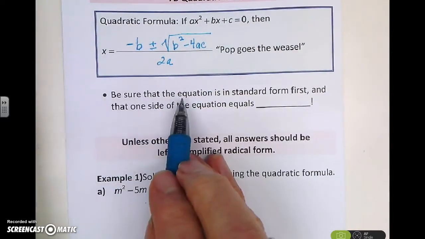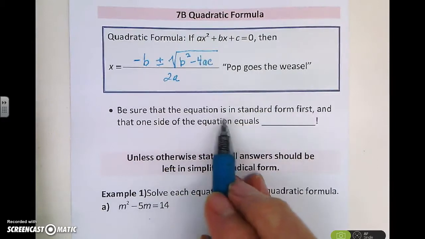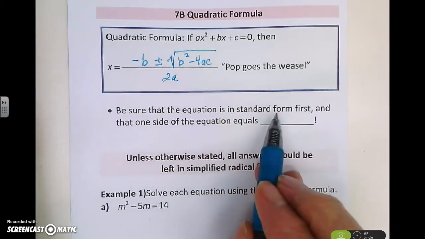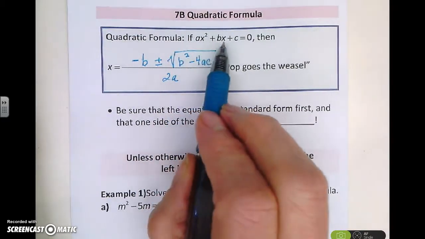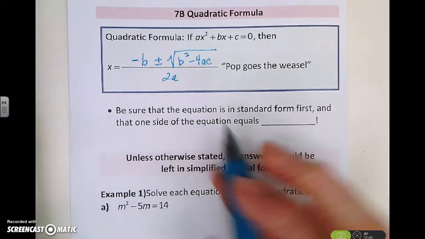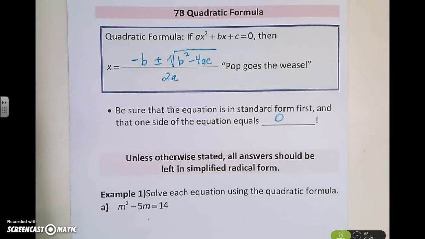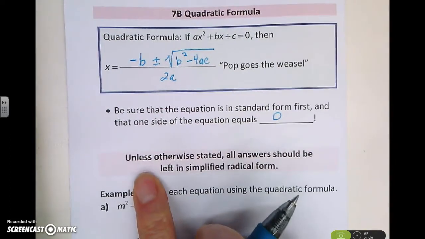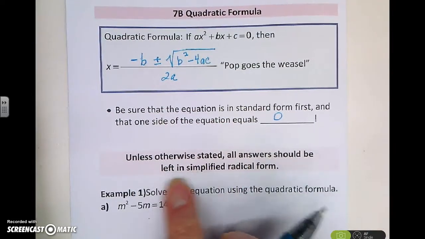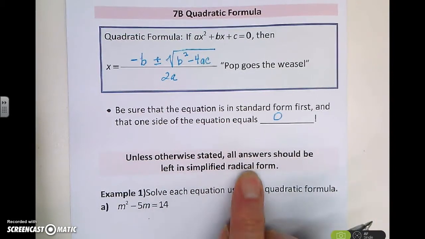Be sure that when you're doing the quadratic formula that your equation is in standard form first, as this is written right here, and that one side of the equation is always equal to 0. Then, unless otherwise stated, all answers should be left in a simplified radical form.